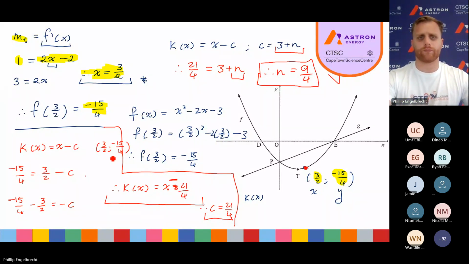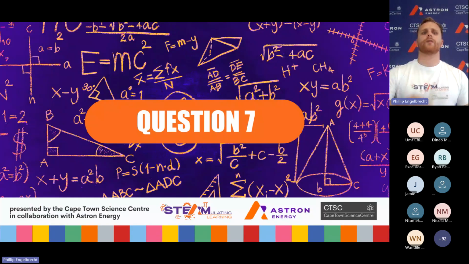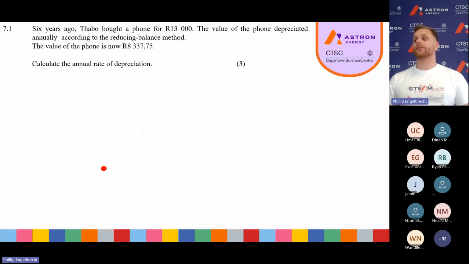So, done with that. Now we get to question 7. Now, question 7, guys, is your financial maths. So, what does it say over here? It says that 6 years ago, Taubu bought a phone for 13,000 Rand. The value of the phone depreciated annually according to the reducing balance method. The value for the phone is now 8,337.75. Calculate the annual rate of depreciation.